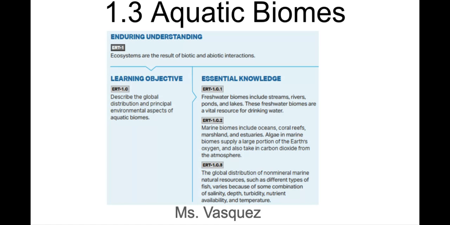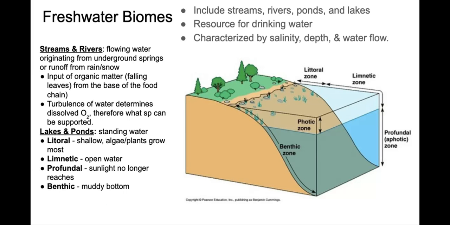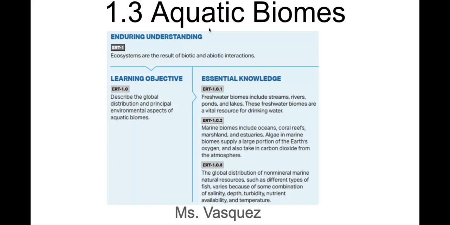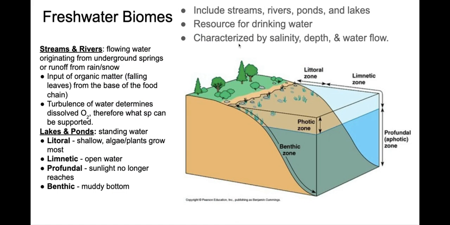Okay, now that was terrestrial biomes. Aquatic biomes, remember the flowing, non-flowing, or standing water, and the salt water and fresh water and all that. So let's take a look at that. The freshwater biomes are going to be formed by streams, rivers, ponds, and lakes. Usually the freshwater biomes will represent the source for drinking water. And then they are still characterized by salinity, depth, and water flow.